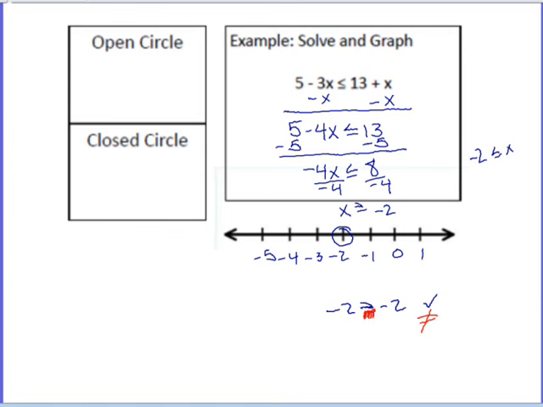And so how it works is open circle is for greater than and less than, and closed circle is for greater than or equal to and less than or equal to, because that or equal to means that this is a part of my solution, so I'm going to go ahead and shade it in. I'm going to fill in that circle. So they get a closed circle, these symbols get an open circle.